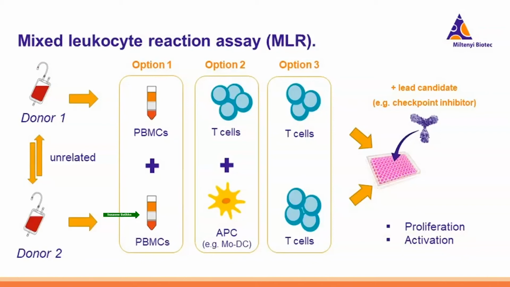But you can also do option 2, mix the T cells from donor 1 with the antigen presenting cells from donor 2. But you can also do an MLR, it's also an MLR when you mix just the T cells of donor 1 and donor 2. You mix them all together here in the tissue culture, add then your lead candidate, your antibody, checkpoint inhibitor, and then you look for proliferation and activation. Here now I will focus on option 2, so mixing the T cells with the antigen presenting cells.